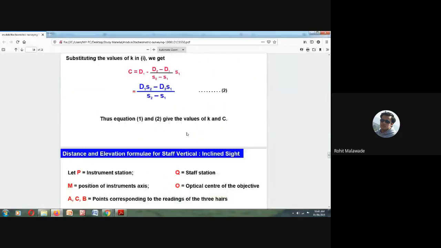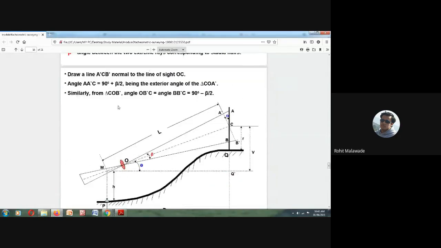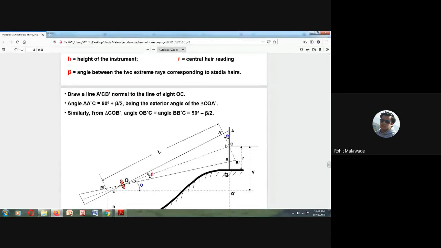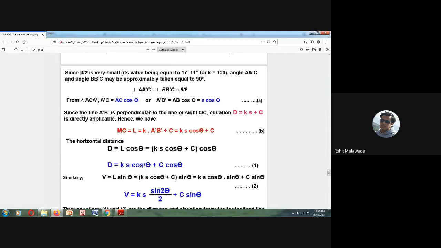Then, if the staff is at an angle of inclination, which is the staff held straight, in order to measure the distance D from the station point to the staff, we will be using the formula D = Ks cos²θ + C cosθ.